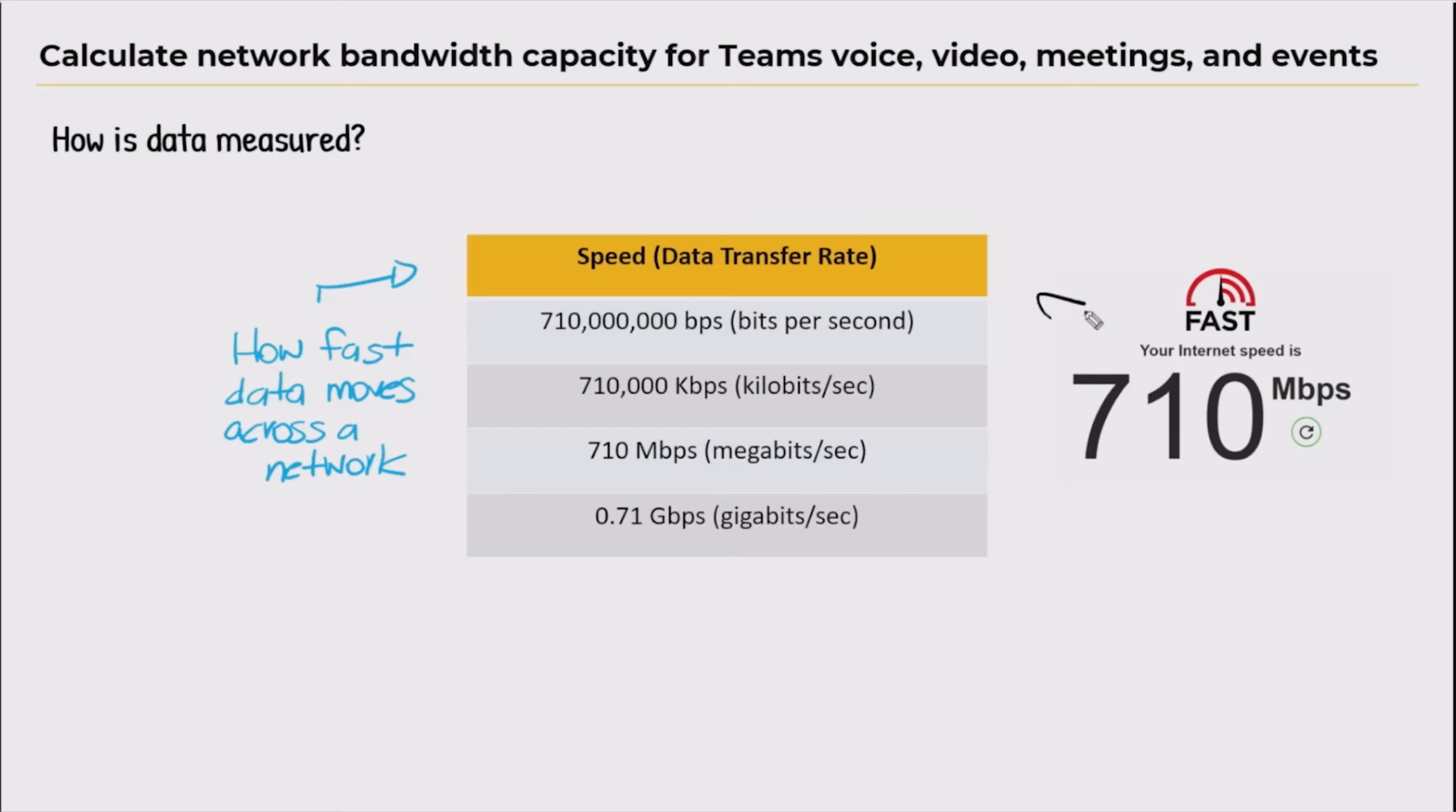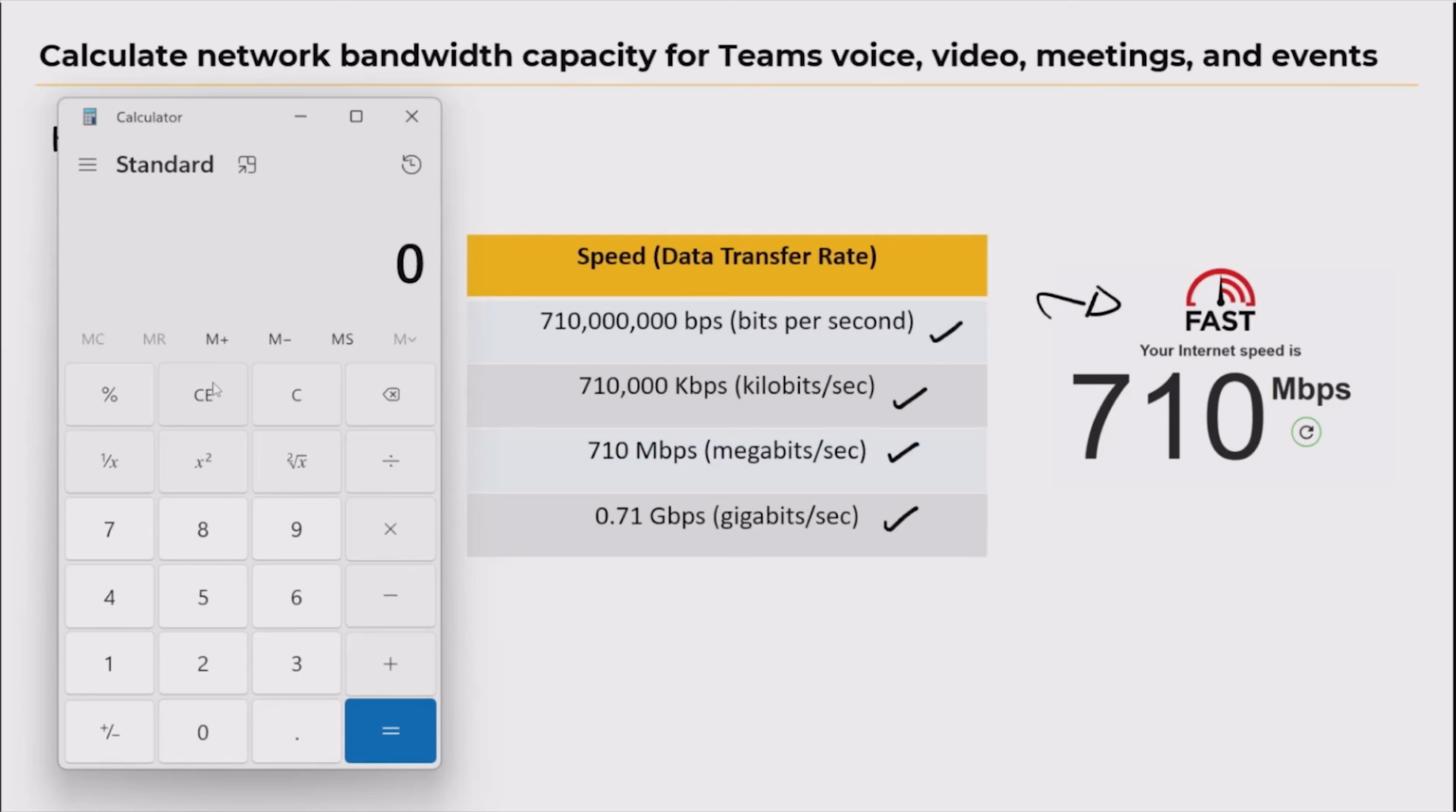In fact, I can't help myself, so let me show you how we get to these numbers real quick. No worries, as you wouldn't need to memorize this for the exam. But 1 kilobit per second is equal to 1,000 bits per second. So if we take our 710 million bits per second, like so, and divide that by 1,000, that's how we get our 710,000 kilobits per second.